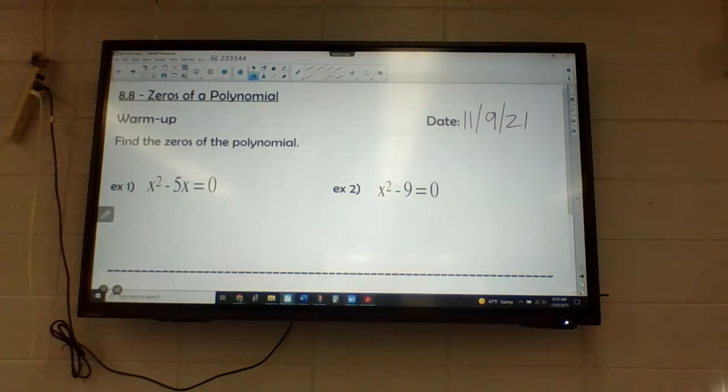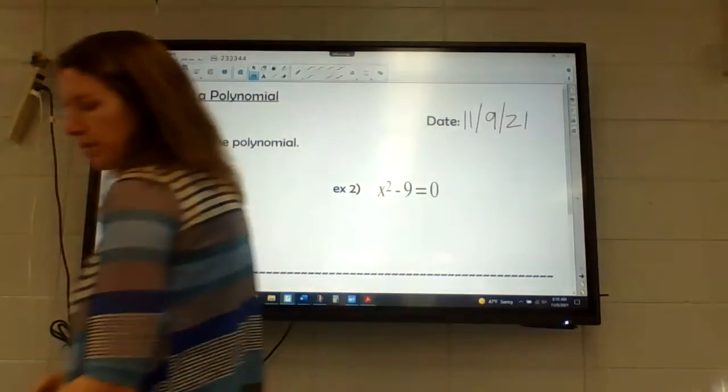All right. So we're trying to find the zeros of the polynomial, and basically these just mean we're solving these. And again, hopefully you remember this a little bit from last chapter, last semester, which was like 2 weeks ago. Both of these have 2 answers. So if you only got one, there's probably a second answer there. So take a minute to try those.